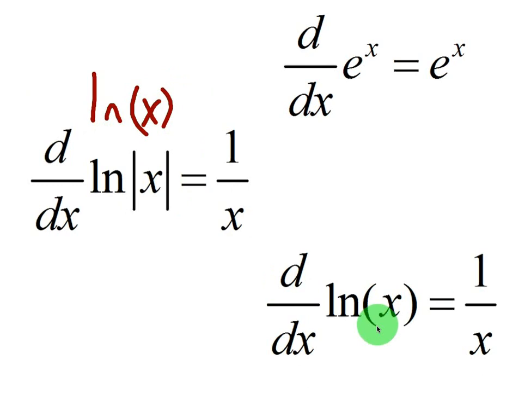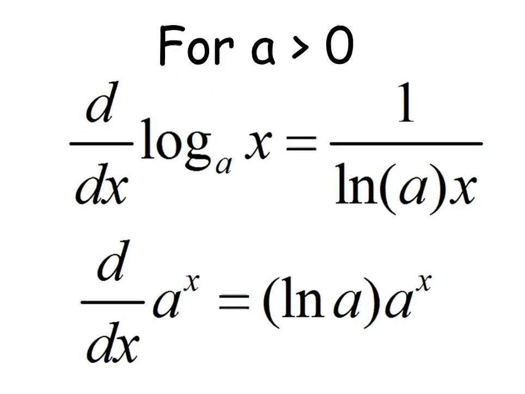A couple more to look at. Two more, actually. These are a little bit more complicated. The derivative of log base a of x. First one, log base a of x. The derivative of that is 1 over ln a times x. Let me explain that, be more specific. Let's say this was log base 7 of x. So you have a 7 down here. Then the derivative would be 1 over ln 7 times x. The x is on the outside.